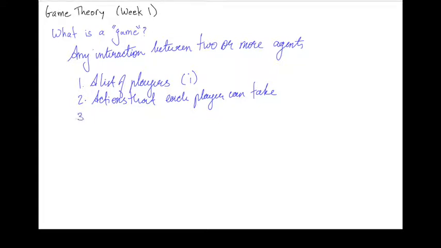The third important component of a game is information. So what does each player know when they decide what they're going to do? Do they observe what the other player has done? What do they know about what the other player has done? What do they know about the payoffs that they're going to get at the end? So the information is the third important component of a game.